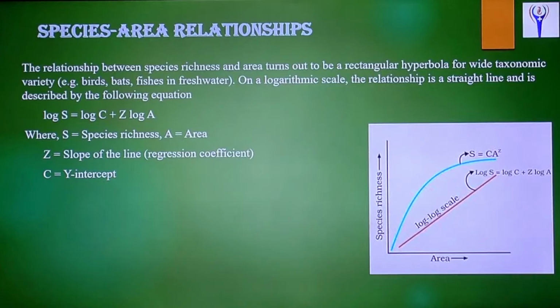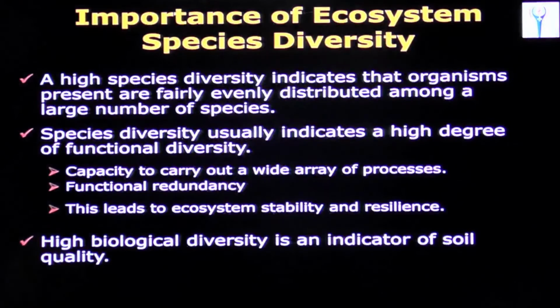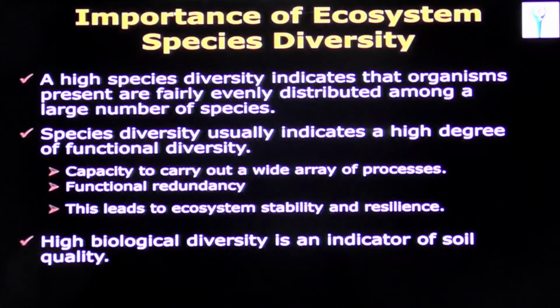And the importance of ecosystem species diversity. A high species diversity indicates that the organisms present are fairly evenly distributed among a large number of species. Species diversity usually indicates a high degree of functional diversity, that is, a capacity to carry out a wide array of processes, and functional redundancy. This leads to ecosystem stability and resilience. And then high biological diversity is an indicator of soil quality.